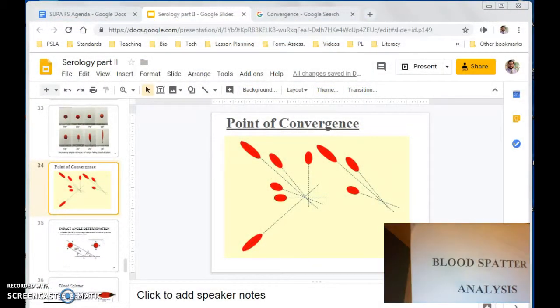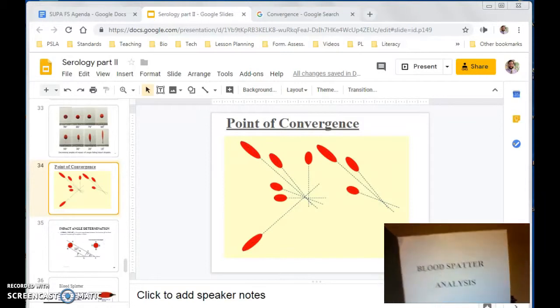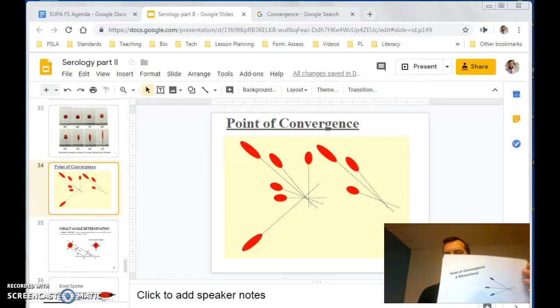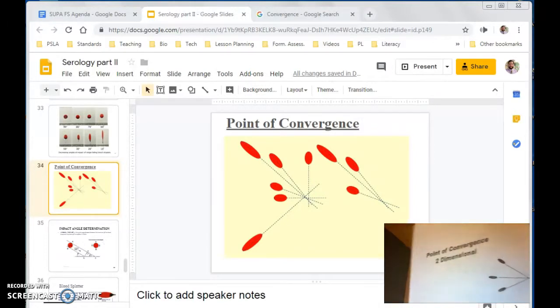Here's step two. So this is the second assignment, blood spatter analysis. And here in this blood spatter analysis, you can see, right, same thing. We're going to analyze the blood drops, figure out where they came from, determine the point of convergence. So you have some sample blood drops here to analyze.